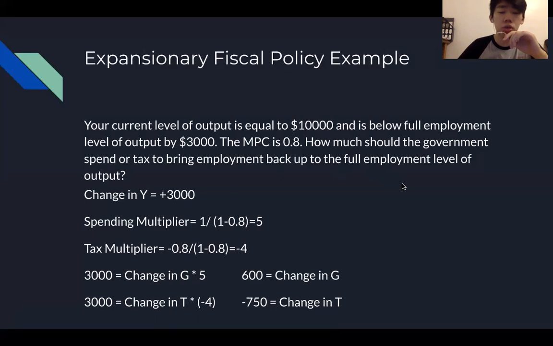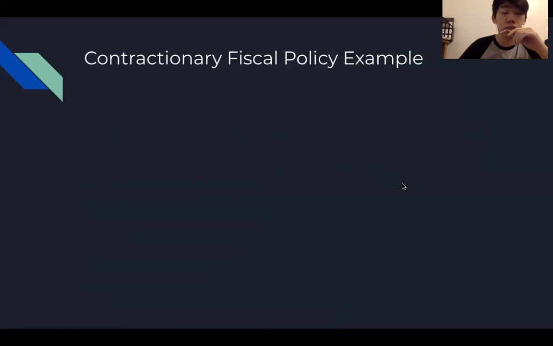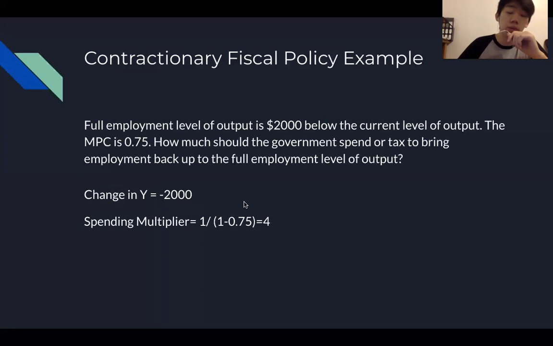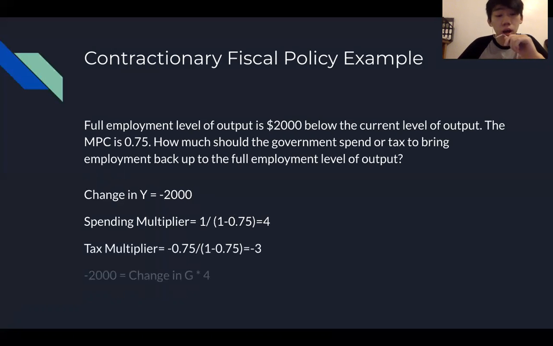The other example, just to go full circle here, is contractionary fiscal policy. Full employment level output is $2,000 below the current level of output. So this one, all you need to know is that currently full employment is below where we are, so we have to go backwards. The MPC is 0.75. How much should the government spend or tax to bring output back to the full employment level? So this time, our change in Y is negative 2,000. We want to decrease Y by $2,000. So the spending multiplier is 1 divided by 1 minus 0.75, that's 4. And then the tax multiplier is negative 3, just plug this in your calculator.